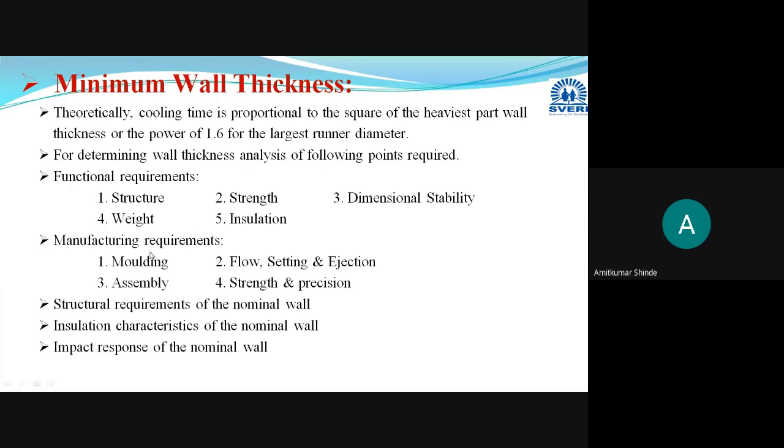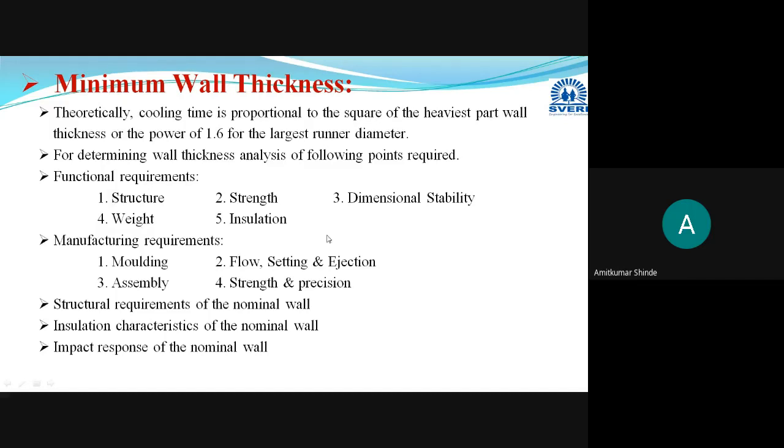In that, first you have to do the functional analysis. What are the functional requirements of the manufactured plastic part, that you have to study, and according to that you will be able to determine its wall thickness. In that, you have to go through certain points and study these aspects: what will be its structure, its strength, its dimensional stability, its weight, and what kind of insulation characteristics are needed there.